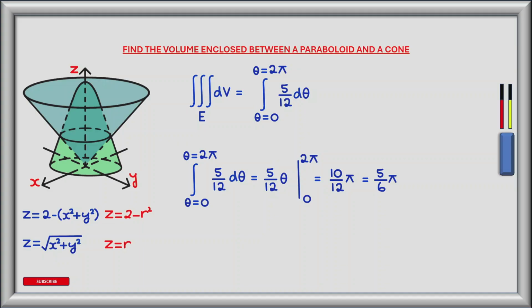And for the outer integral, we want to integrate from theta equals 0 to theta equals 2 pi, 5/12 d theta. Using the power rule, this integral evaluates to 5/12 theta, and plugging in the limits of integration, we have 10/12 pi minus the lower limit, which is 0, and this equates to 5/6 pi, which is the volume enclosed between the paraboloid and the cone.